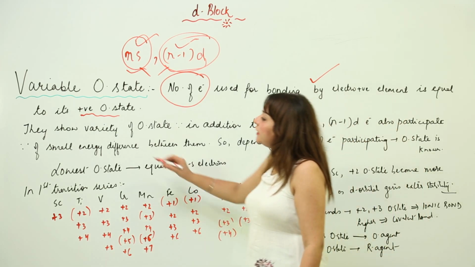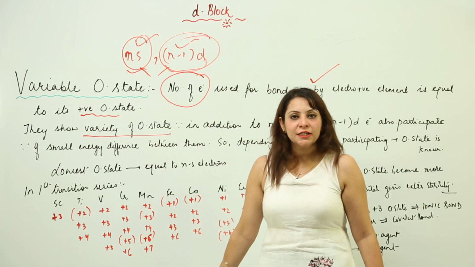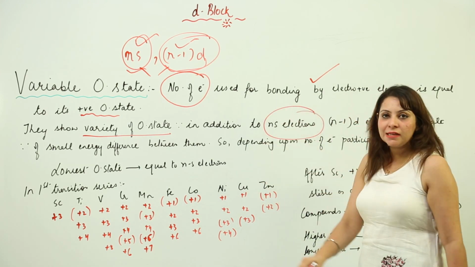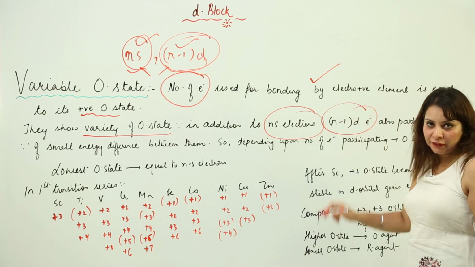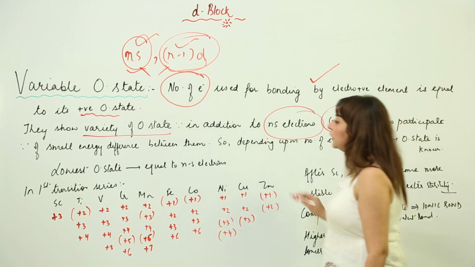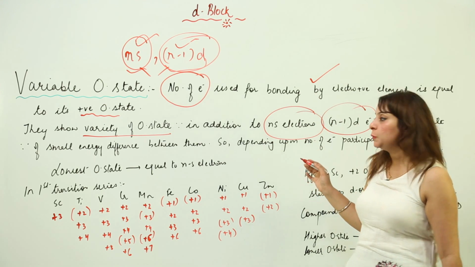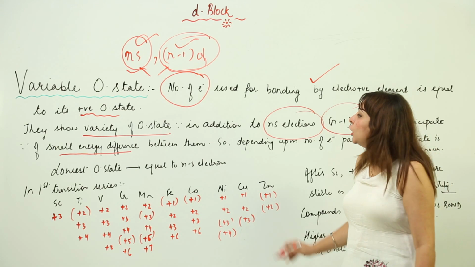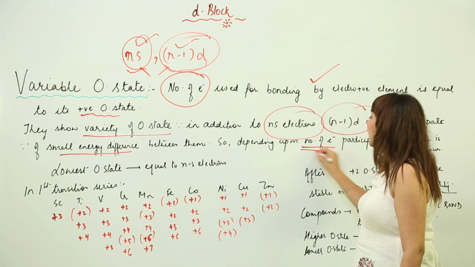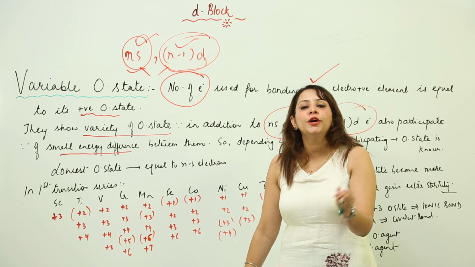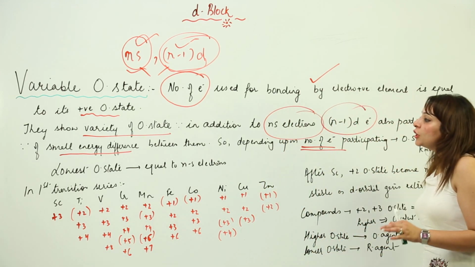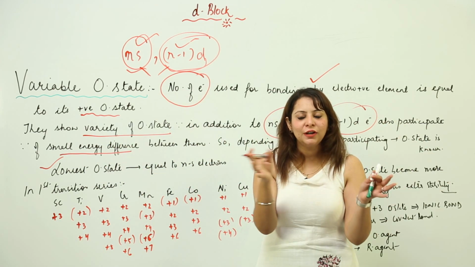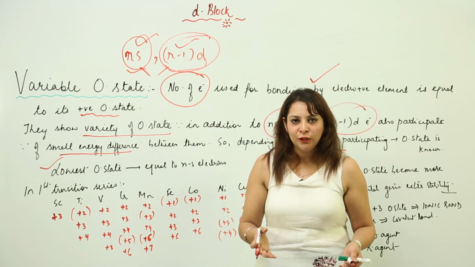Now what is the reason that they show variety? As I told you, they show variable oxidation state because, in addition to ns, the penultimate shell is also participating in the bond formation. And what is the reason behind both being able to participate? A small energy difference. So depending upon the number of electrons that are going to participate, that is going to indicate the oxidation state. We have seen that they can have oxidation states from the lowest to the highest, and in the middle we can have intermediate ones also.